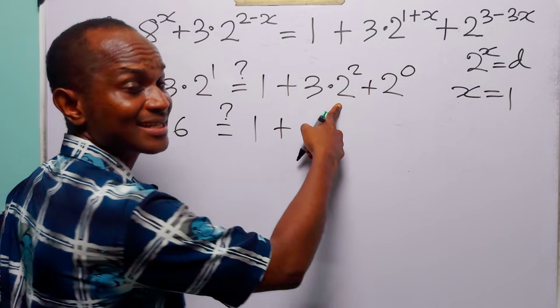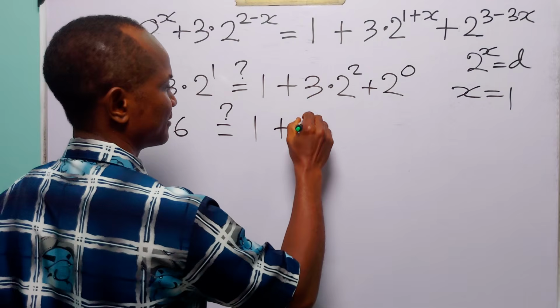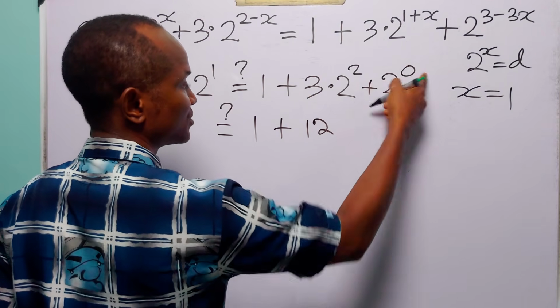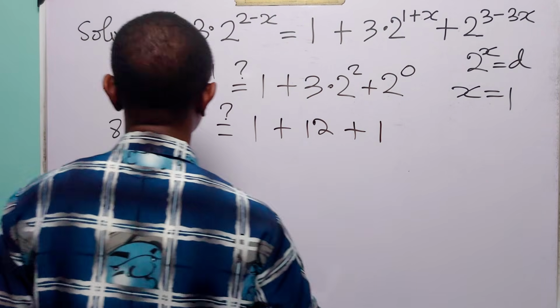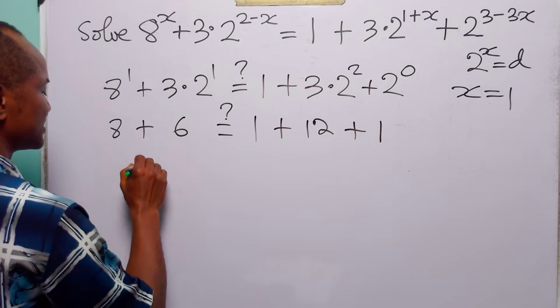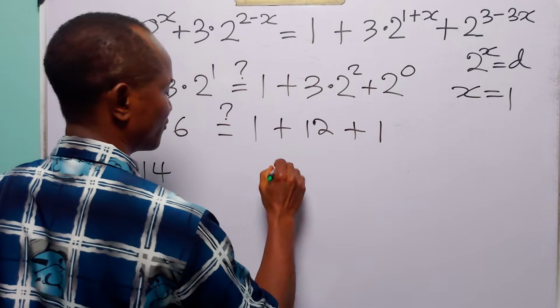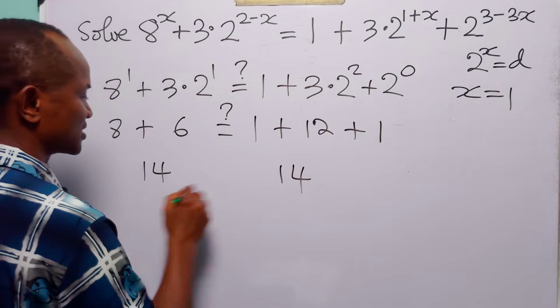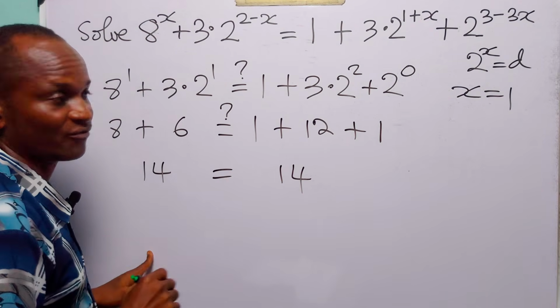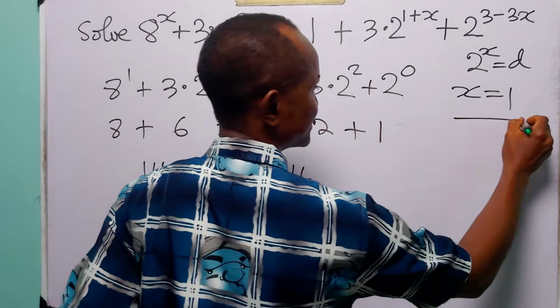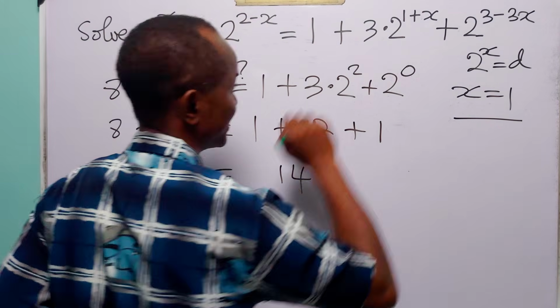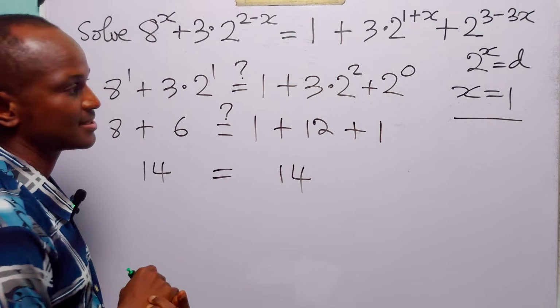2 squared is 4 times 3, that is 12. 2 to the power 0 is 1. 8 plus 6 is 14. 2 plus 12 is 14. And of course, 14 is equal to 14. So when x is equal to 1, the left-hand side is equal to the right-hand side.